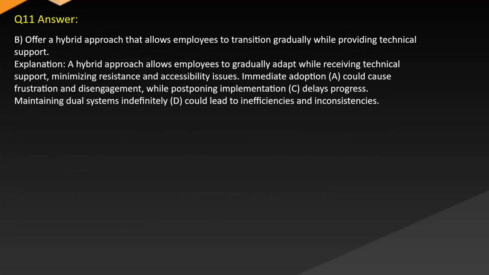Answer: B. Offer a hybrid approach that allows employees to transition gradually while providing technical support. Explanation: A hybrid approach allows employees to gradually adapt while receiving technical support, minimizing resistance and accessibility issues. Immediate adoption could cause frustration and disengagement, while postponing implementation (C) delays progress. Maintaining dual systems indefinitely (D) could lead to inefficiencies and inconsistencies.